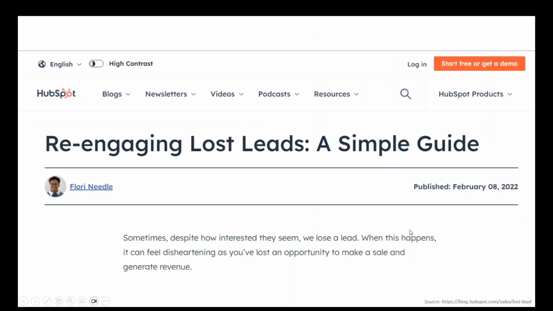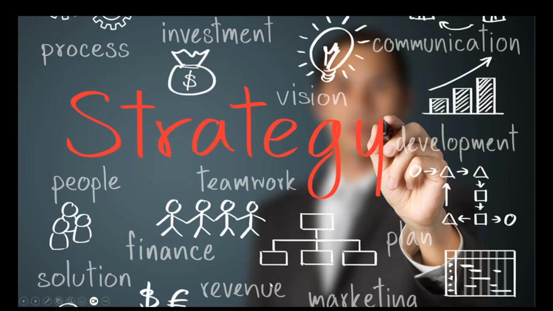So I saw this and I thought it would be a great tool for you guys to use on HubSpot. Y'all know that I love HubSpot. Reengaging lost leads, a simple guide. Sometimes, despite how interested they seem, we lose a lead. Now, it could be losing a lead, or it could also be losing a prospect, right? Where you've done a presentation and they ghost you. When this happens, it can feel disheartening as you've lost an opportunity to make a sale and generate revenue. So what is the strategy to get them back?